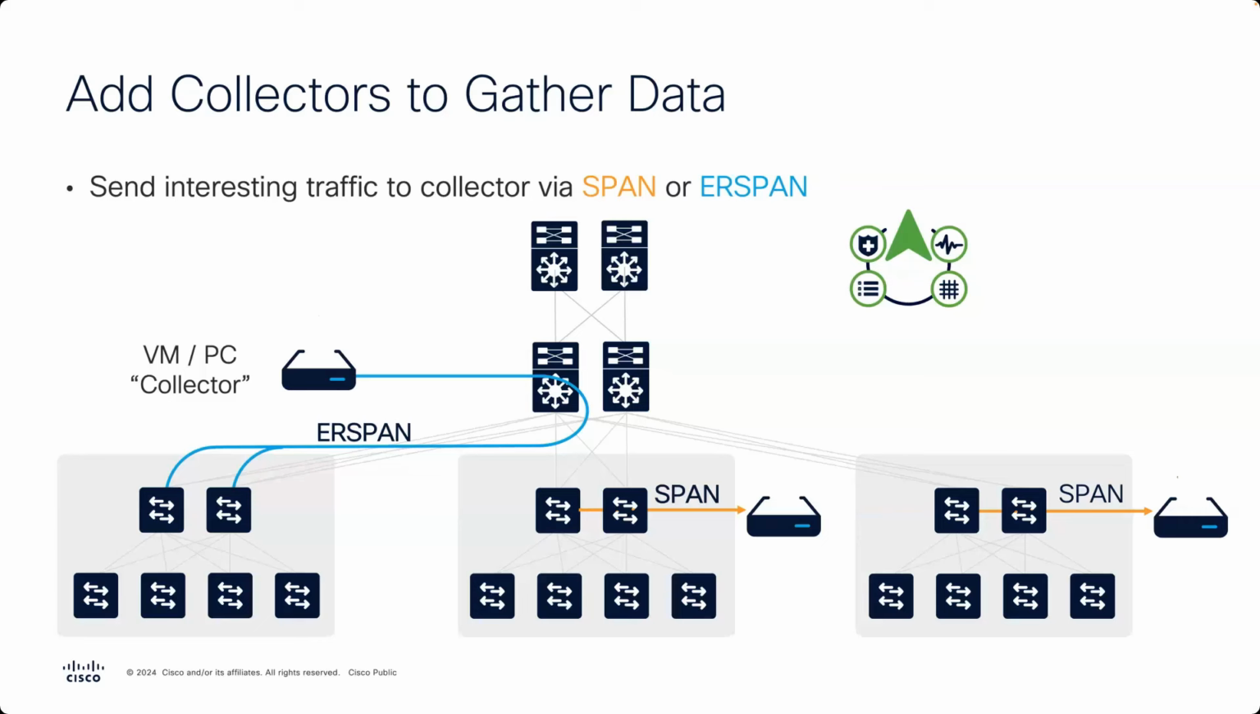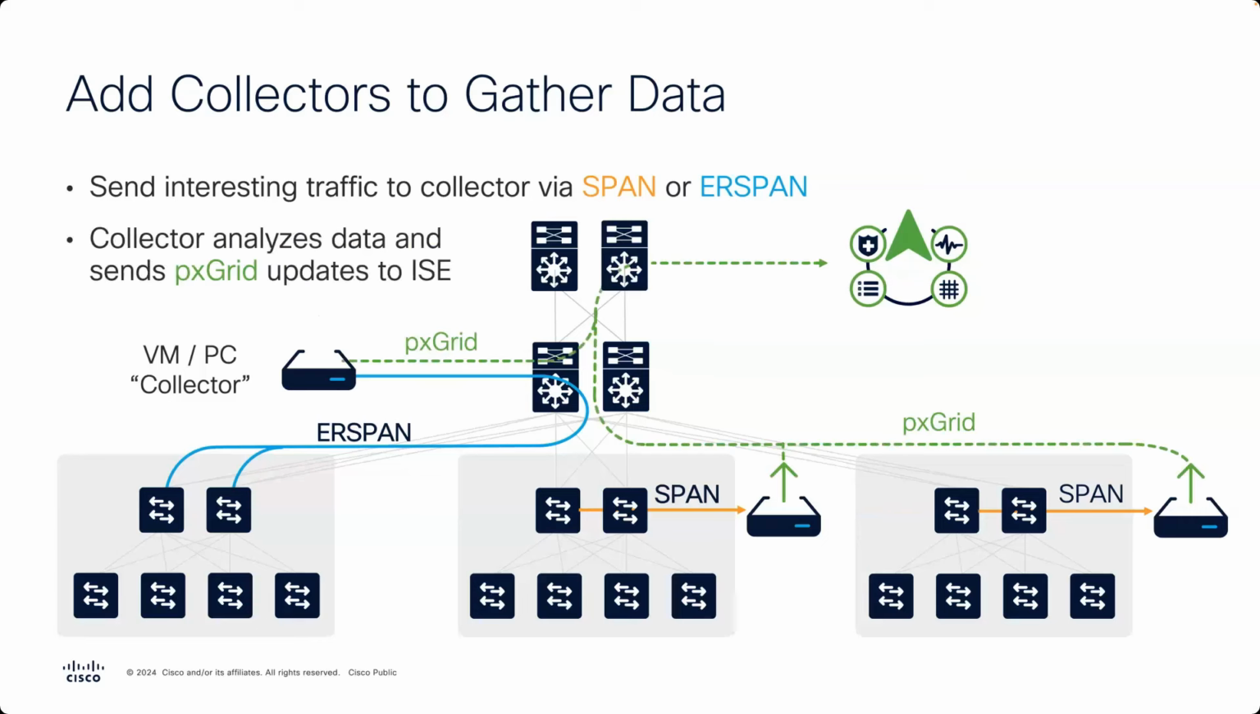I would send copies of my network traffic to that collector, and then that collector would analyze the data, and using those APIs and those certificates that we just talked about, they would send information to ISE via pxGrid updates. Hey, ISE, I learned about a new endpoint. Let me tell you about it. And over and over and over again. So that's how we get around those obstacles, getting those protocols all the way to their destination in ISE.